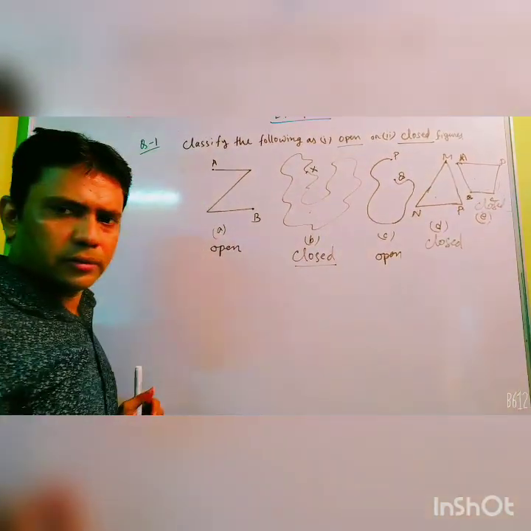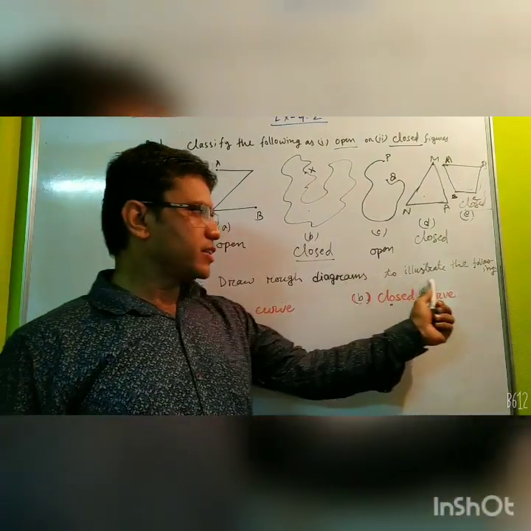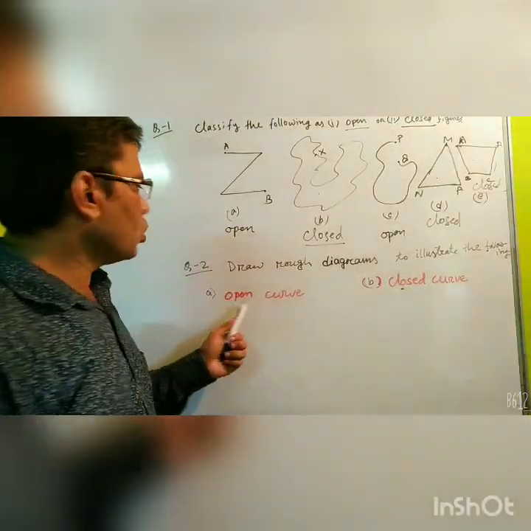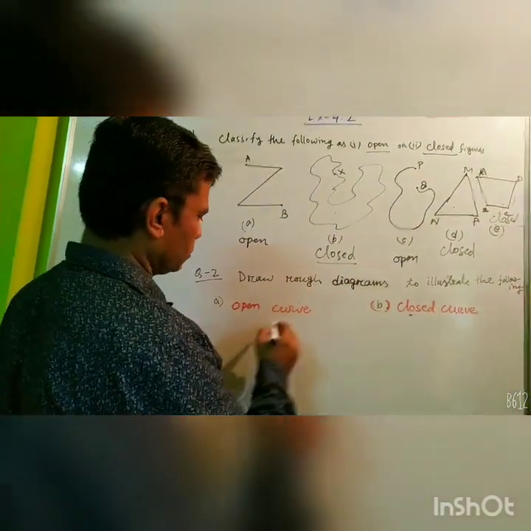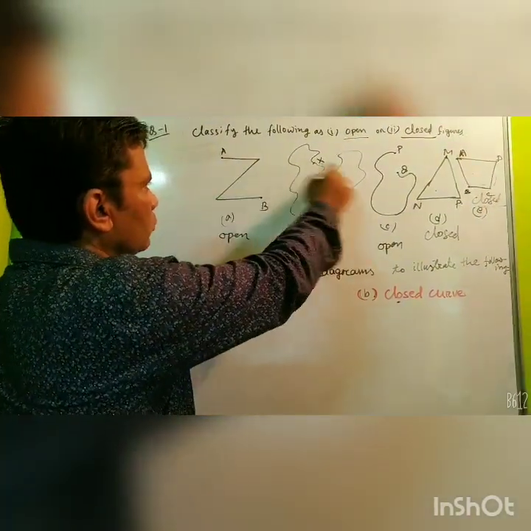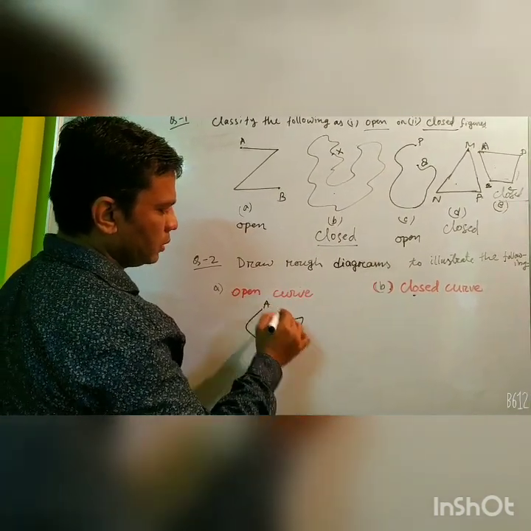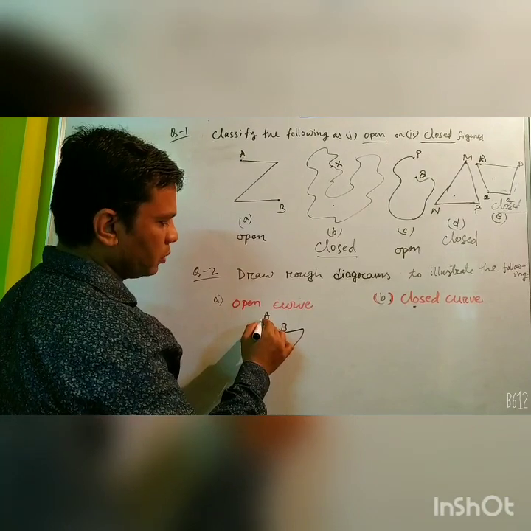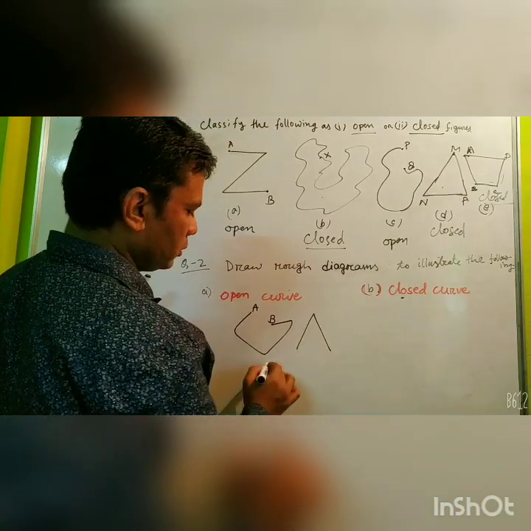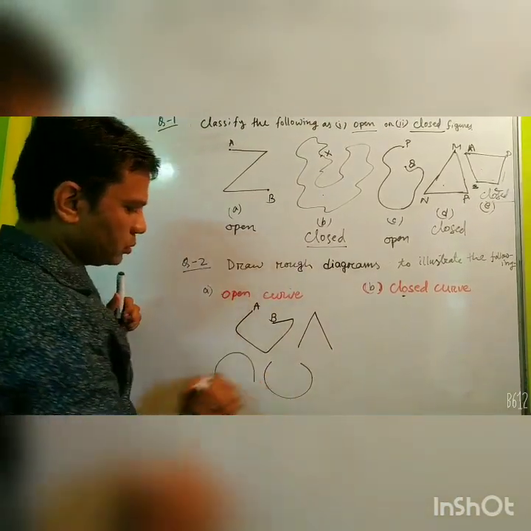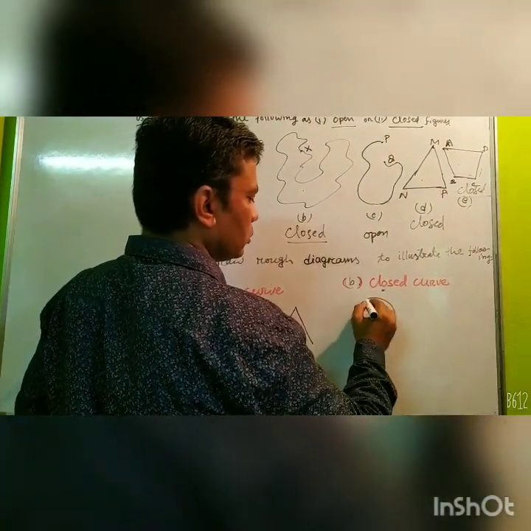Okay, is that clear? Now, the second question: draw rough diagrams to illustrate the following. One is an open curve, the second is a closed curve. According to question number 1, this is open. Suppose this one is an open curve, the beginning point is A and the end point is B. So this is open, this is open, this is open. And this is a closed curve.